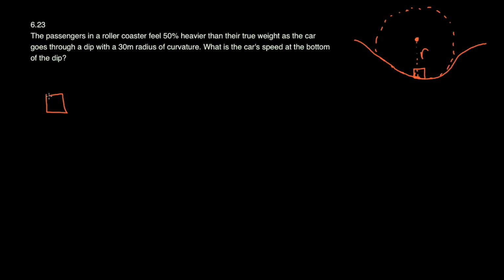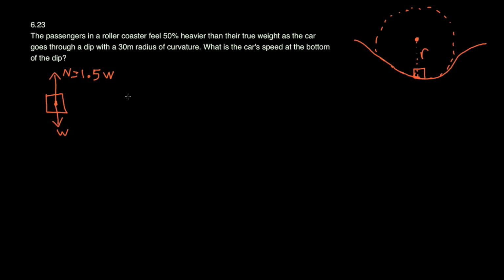So we have our passenger car, and the forces on the passenger are going to be its weight, whatever the weight of the car is, and then the normal force. But we're told that the passengers in a roller coaster feel 50% heavier than the true weight, which is W. So the normal force is actually what you feel as your weight. So the normal force is going to be 1.5 times W, right? Because that'll make them feel 50% heavier. So the normal force is going to be 1.5 W.